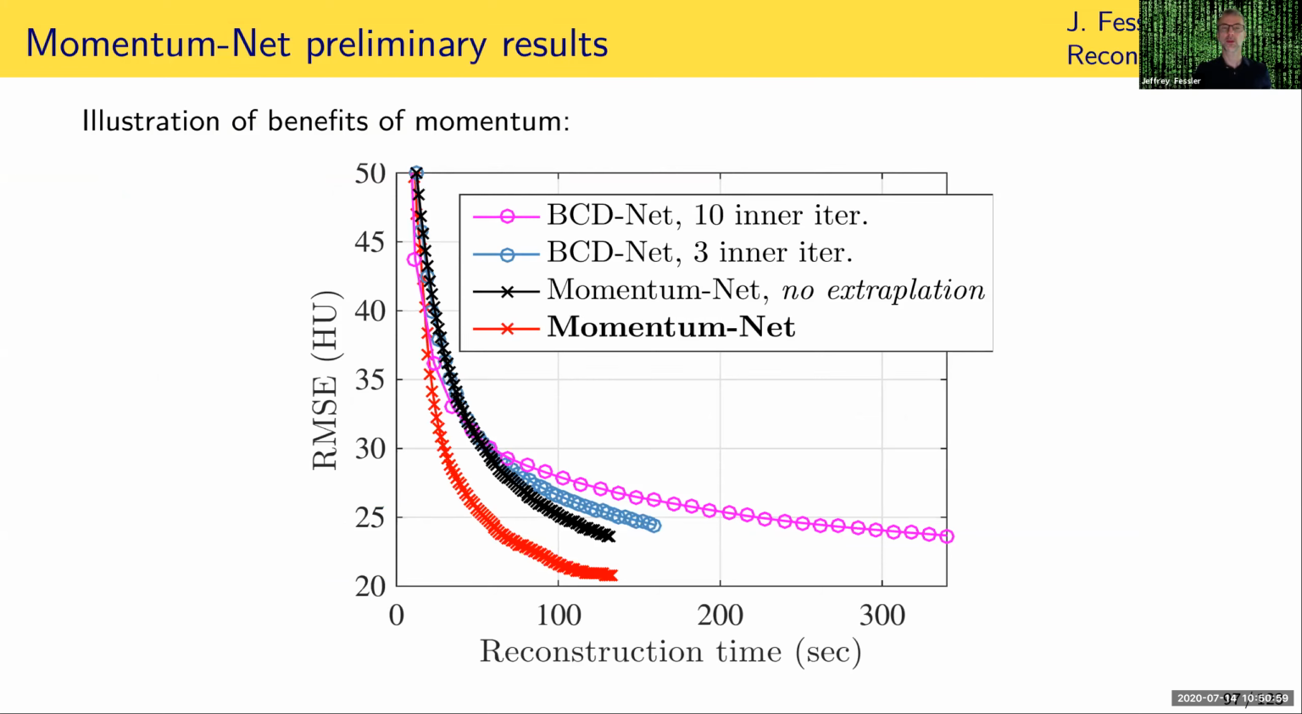Here's a plot that shows the benefit of using extrapolation. So this is an older unrolled net we had, with alternating minimization or block coordinate descent. Let's focus on the momentum net here. The black curve shows the root mean squared error in a CT reconstruction problem as a function of reconstruction time, if we don't use the momentum or extrapolation, and if we do. And you can see there's a significant reduction in the time involved if we use that momentum. So I think that's helpful.